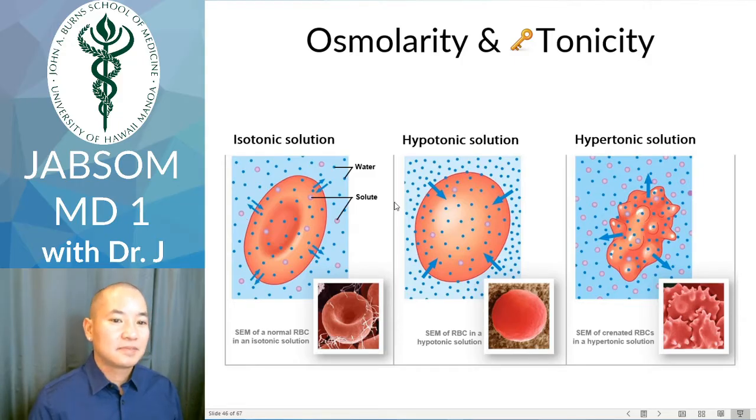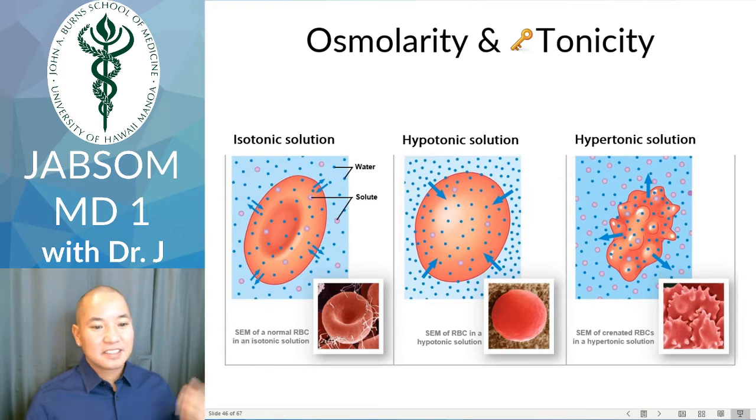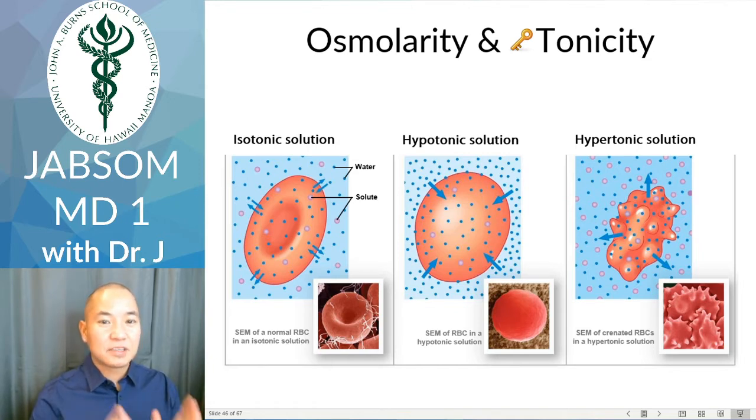Another concept that tends to be a sticking point for a lot of undergraduates is tonicity. When we talk about isotonic, hypotonic, and hypertonic, if you know your prefixes, iso means same, hypo means low, hyper means above. The tough thing about tonicity is that it's a comparative term. Something isn't hypertonic by itself. You can't just have one solution and say it's hypertonic. You have to say it's hypertonic relative to something else.